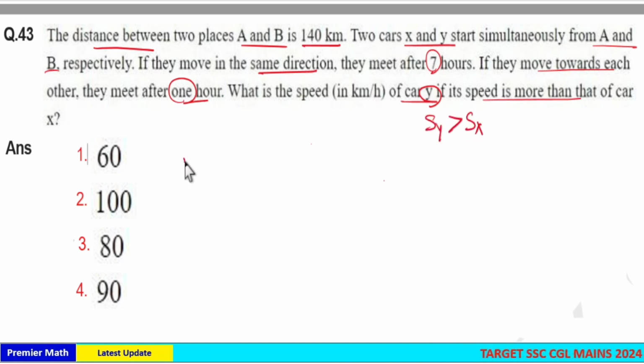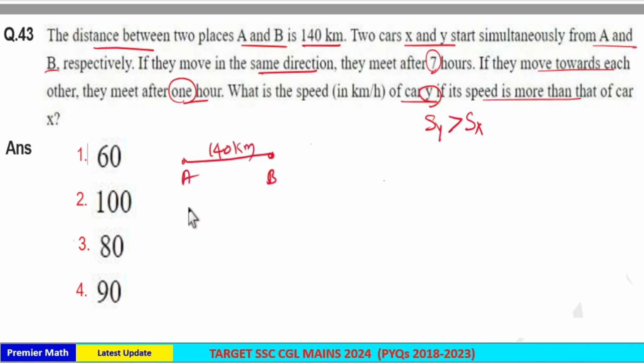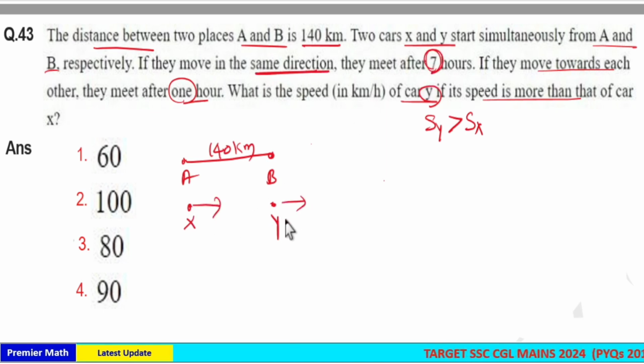And here two places A and B. Distance between these two places is 140 km. And two cars X and Y start from A and B respectively. If they move in same direction, they meet after 7 hours. But here, this direction is not possible because car X speed is less than car Y speed. And there is distance between X and Y. So car X cannot meet car Y after 7 hours. So they should move in this direction. Now car Y can meet car X after 7 hours.